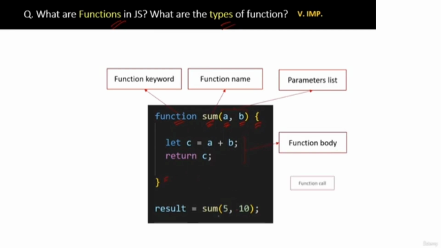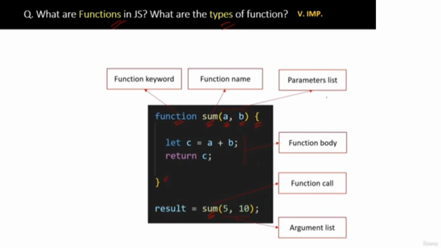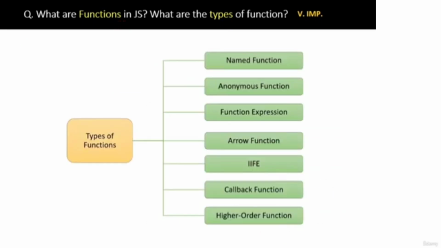Then we call the function by passing the arguments list, which should match the parameters list. And finally, we get the result like this. So that is the structure of a normal function in JavaScript. The definition of function is: a function is a reusable block of code that performs a specific task. Now in JavaScript, we have many types of function, and here is the list of functions: named functions, anonymous functions, function expressions, arrow functions, IIFE, callback functions, and higher order functions.